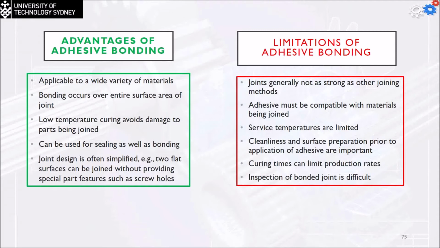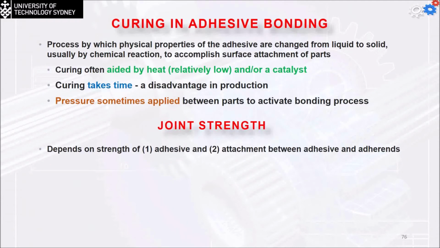So how do we cure the adhesive bond? Just leave it; it's a matter of time. The process by which the physical properties of the adhesive change from liquid to solid, usually by a chemical reaction, to accomplish the surface attachment of the parts, is called the curing process. The curing is often aided by heat and or a catalyst because it's a chemical reaction. Usually the curing takes time, and this is a disadvantage for production.